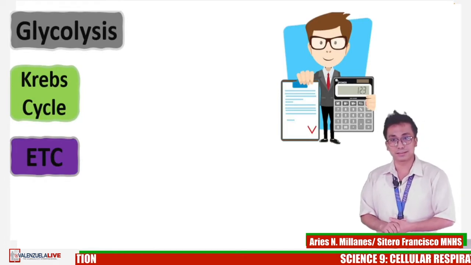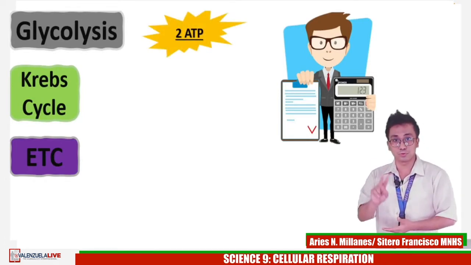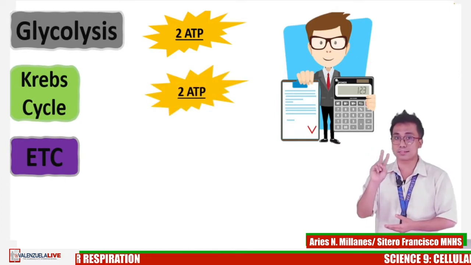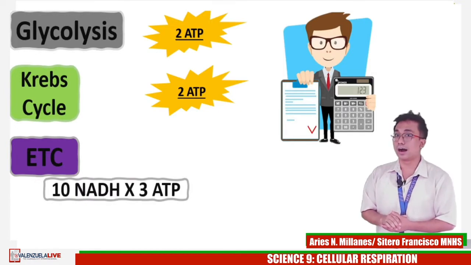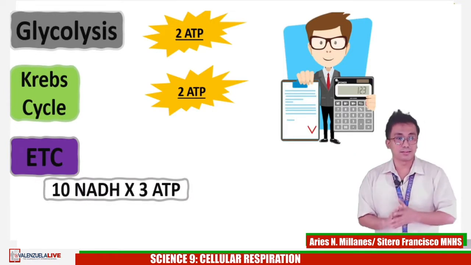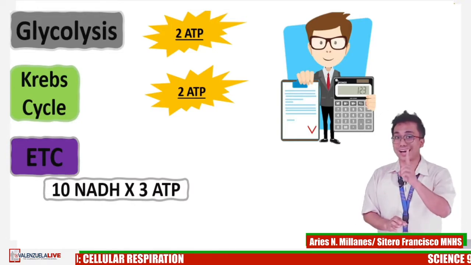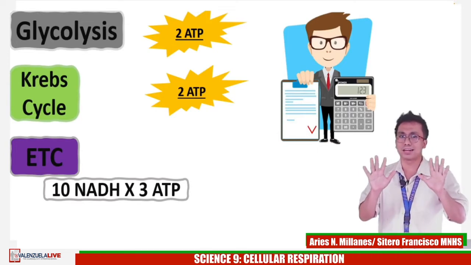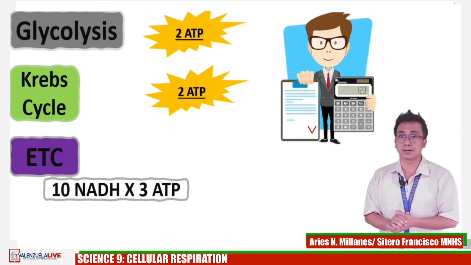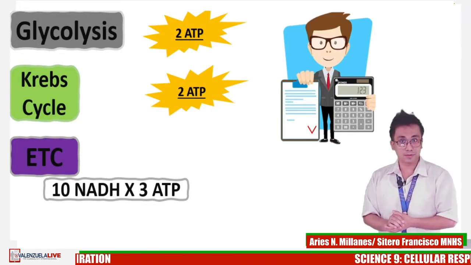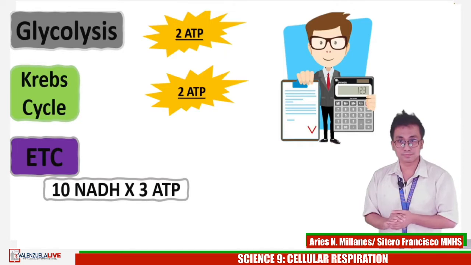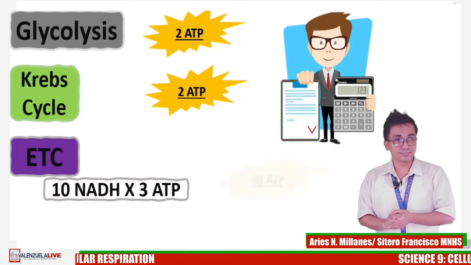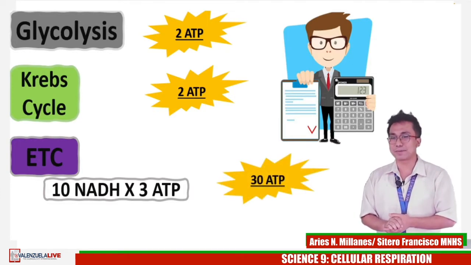Now, let us calculate. Glycolysis has 2 ATPs. Krebs cycle has 2 ATPs as well. Under ETC, we have 10 NADH, wherein for every 1 NADH, there are 3 ATPs. Since we have 10 NADH, we will just multiply it by 3. For that, it will give us, comment your answer now. Very good. We have 30 ATPs.